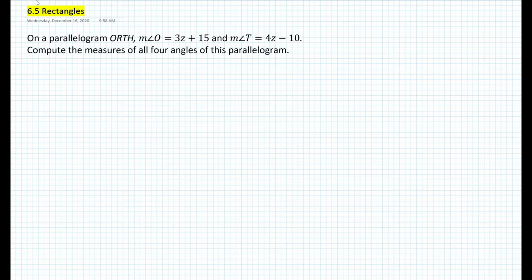In today's lesson, we will be learning about rectangles and what its properties are. So let's get started with the following problem that will lead us into today's lesson. On a parallelogram ORTH, measure of angle O equals 3z plus 15, and measure of angle T is equal to 4z minus 10. Compute the measures of all four angles of this parallelogram.